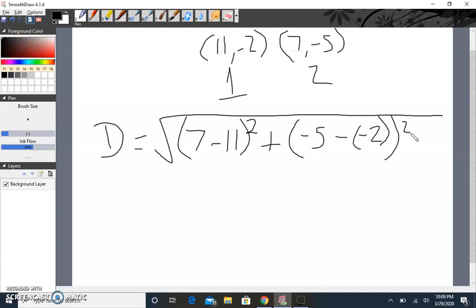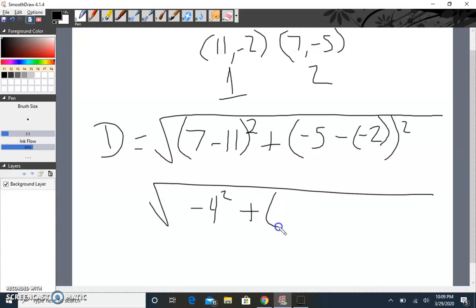So we have 7 minus 11. So we carry it down. 7 minus 11 is negative 4 squared plus, now we have negative 5 minus negative 2. As I keep saying, whenever you are subtracting a negative, you're technically adding it. So negative 5 plus 2, and that will give us negative 3 squared.